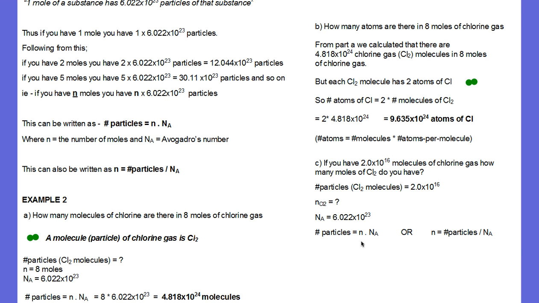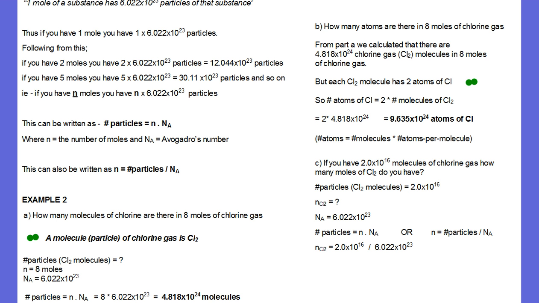I then choose my equation. Number of particles equals number of moles times Avogadro's number. Well, that's okay, that'll work, but I've got to rearrange that. So why don't I jump straight to this equation? Number of moles equals number of particles divided by Avogadro's number. The next step is always substitute your values in. So I'm just substituting in for number of particles, which is 2 by 10 to the 16, and substituting in for Avogadro's number, which is 6.022 by 10 to the 23. Put that in my calculator and get an answer.